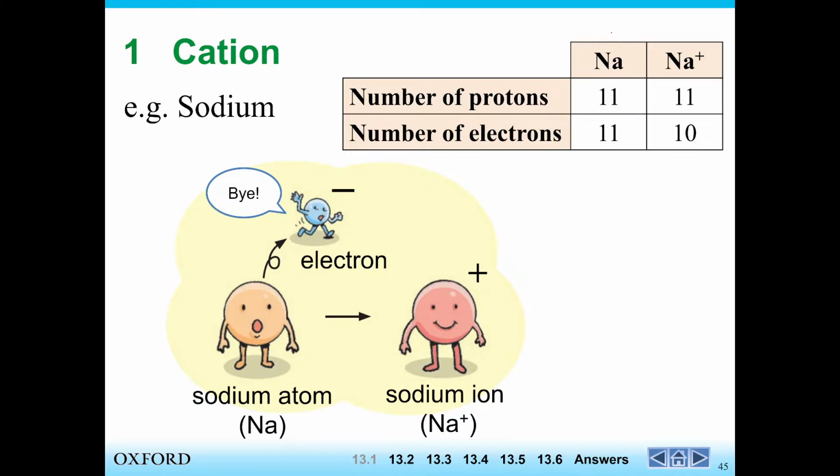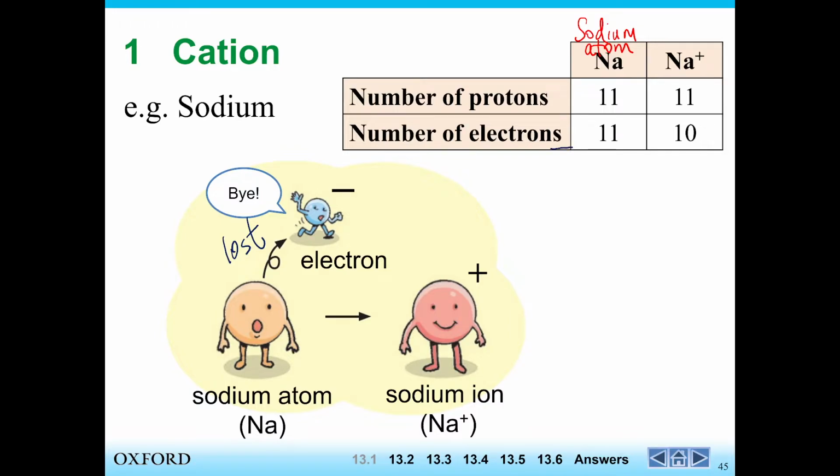So we have a normal sodium atom. It has 11 protons and 11 electrons. Now imagine one electron is lost. One electron runs away. Now when one electron runs away, look at the number of electrons. From 11, now it's become 10.